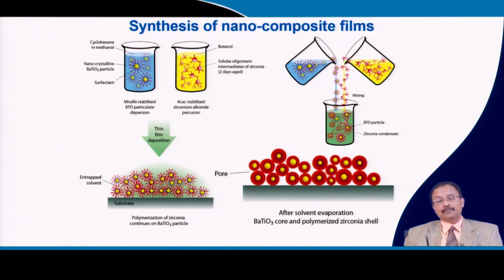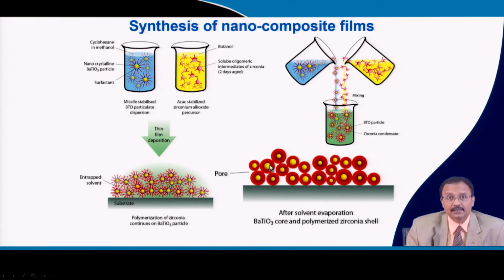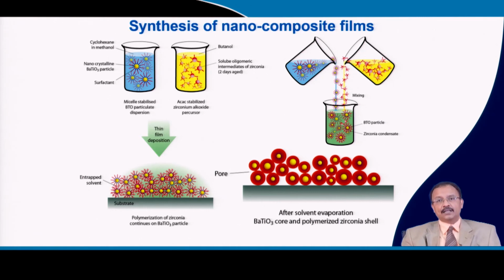In this particular example, if you mix barium titanate with zirconium alkoxide, then eventually it will form barium zirconate upon calcination, but not on all of the barium titanate core. This will have a zirconia layer in the form of this micelle of equal concentration. So, there will be a concentration variation.